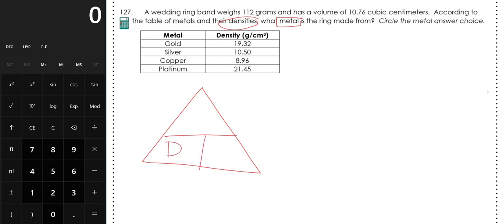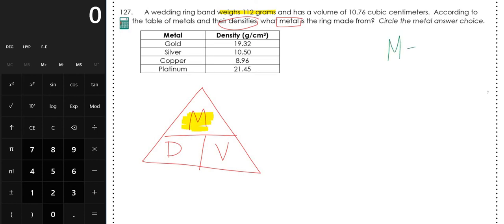D, M, V. Kind of like Department of Motor Vehicles, DMV. D stands for density, M stands for mass, V stands for volume. Let's take a look at what they gave us about our wedding ring band that will help me figure out the density. They said the wedding ring band weighs 112 grams. So that is your mass, 112. I'm going to go ahead and write that down.